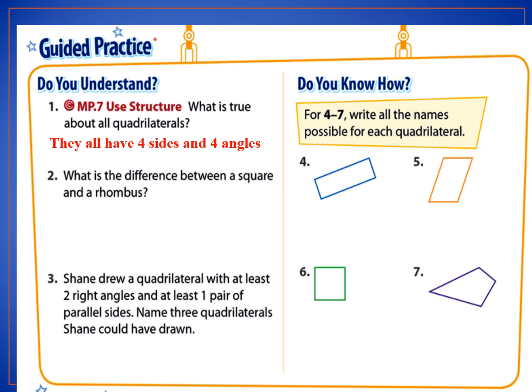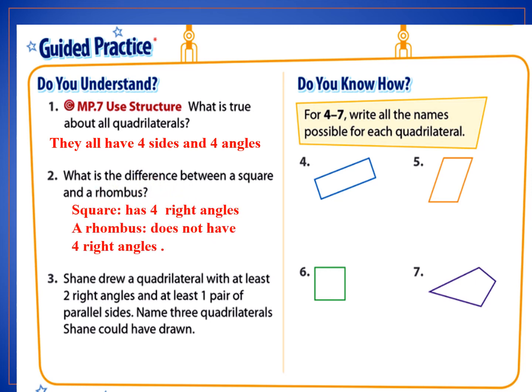But for the square, all of the angles are right. It has 4 right angles, but the rhombus, of course, has no right angles. What is common between the square and rhombus? Both of them have 4 equal sides in length, but in the rhombus there is no right angle, but in the square all of the angles are right. So the square has 4 right angles and the rhombus doesn't have 4 right angles.